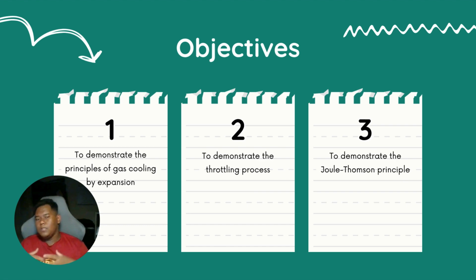For this experiment, there are three objectives that we need to achieve. Firstly, to demonstrate the principle of gas cooling by expansion. Second, to demonstrate the throttling process. And third, to demonstrate the Joule-Thomson principle.